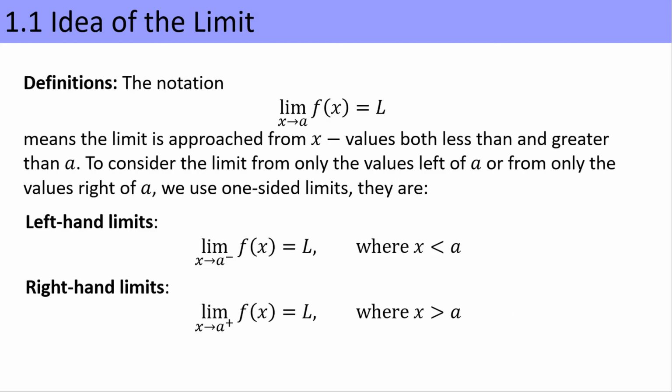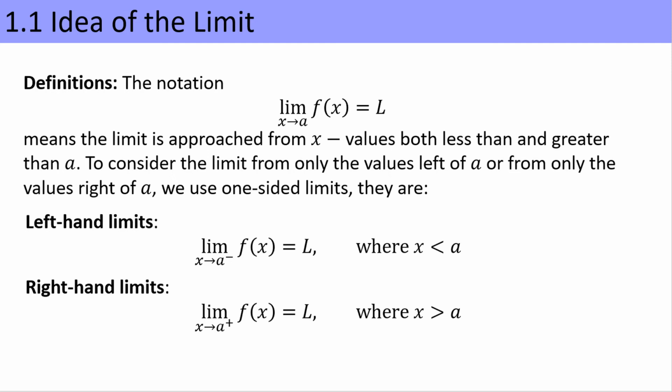Definitions of the left-hand and right-hand limit. The notation, limit as x approaches a of f of x equals L, means the limit is approached from x values both less than and greater than a. To consider the limit from only the values to the left of a or from only the values to the right of a, we use one-sided limits.